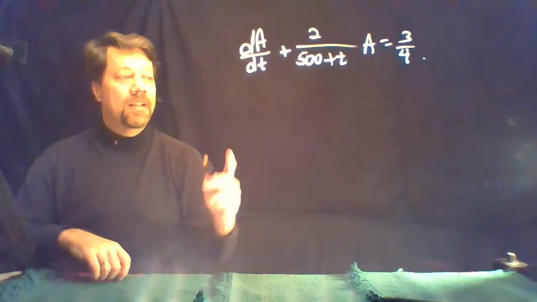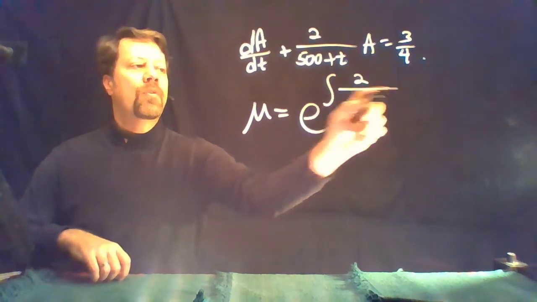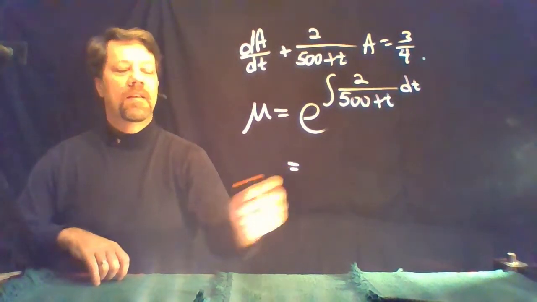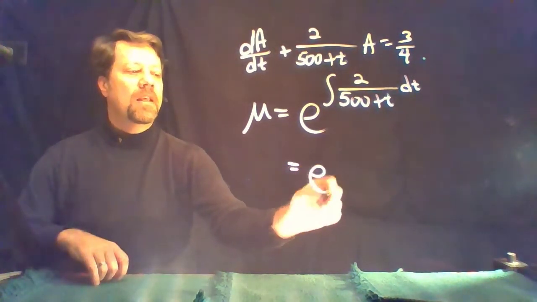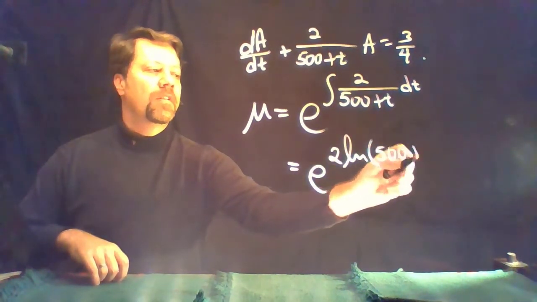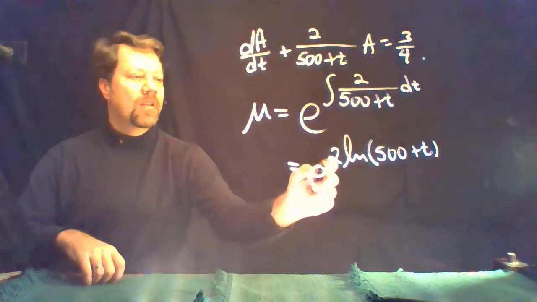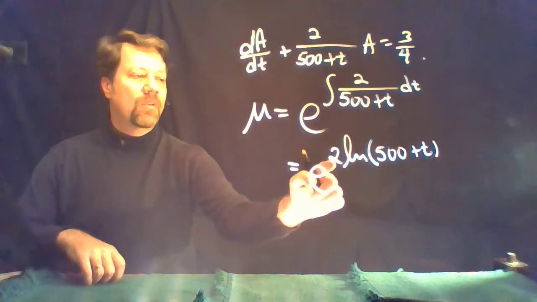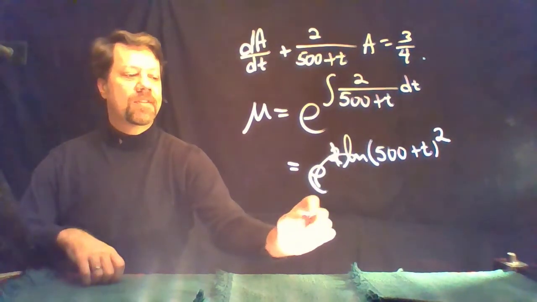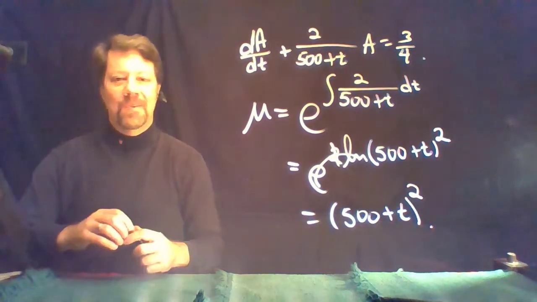The first step is to find the integrating factor mu, which is e to the integral of 2 over 500 plus t dt. This gives e to the 2 natural log of 500 plus t. Ignore the absolute value and the plus c in the integral. To eliminate the natural log, we need to bring the 2 up as an exponent. Then we can cancel, and the integrating factor is 500 plus t quantity squared.